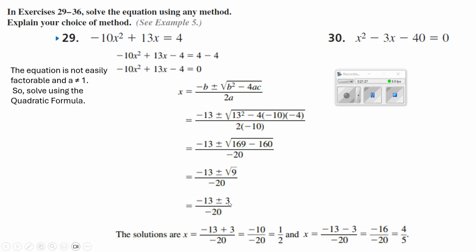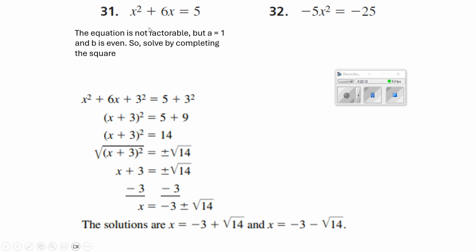Now I got 2 possible answers. I know I got negative 13 plus 3. That's going to give me negative 10. Negative 10 over negative 20 is 1/2. Or I can take negative 13 minus 3, which will give me negative 16. Negative 16 over negative 20, both of these are divisible by 4, right? Actually, negative 4. So negative 16 divided by negative 4 is 4. Negative 20 divided by negative 4 is 5. All right, that was number 29. 30 is yours to do.